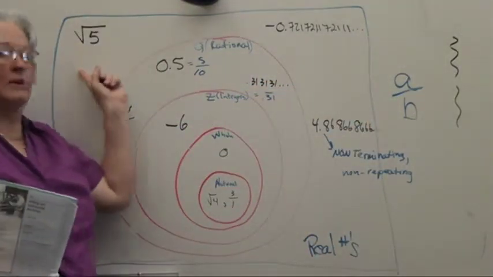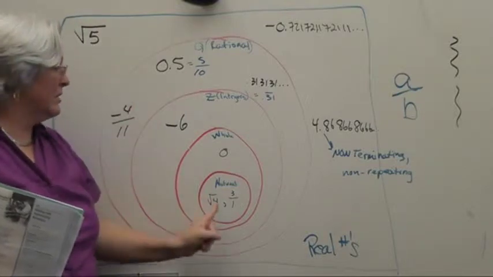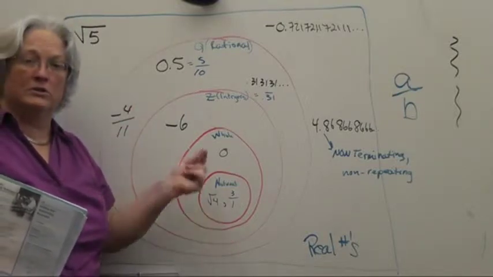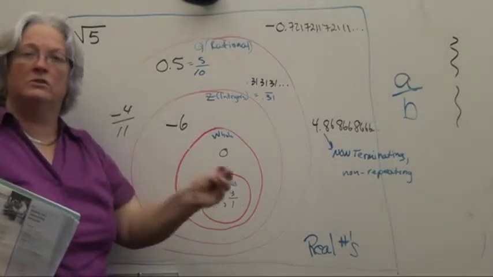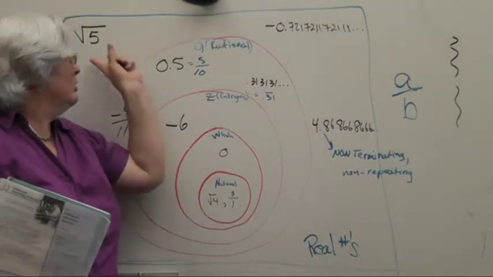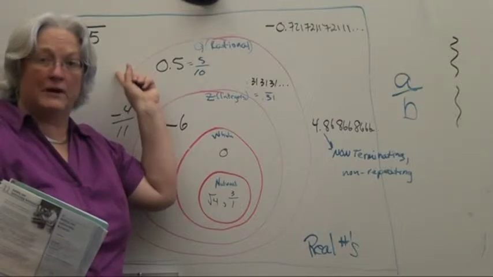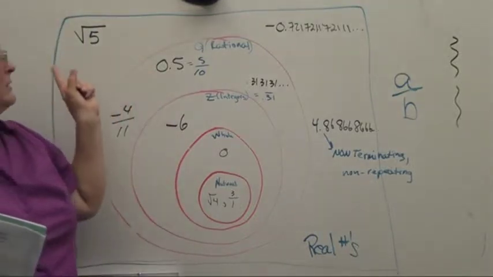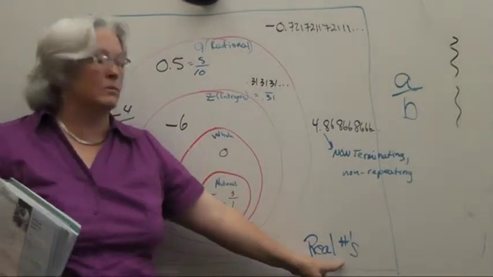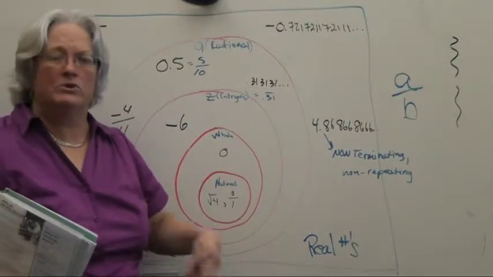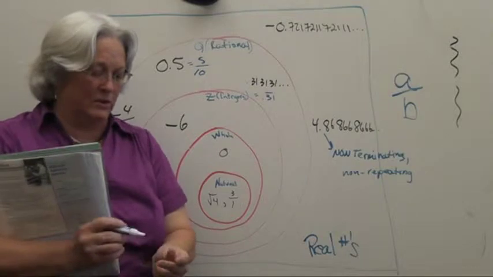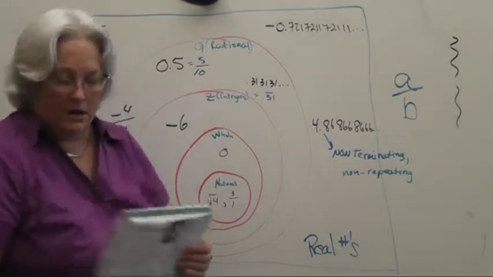Here's another non-terminating, non-repeating. Here's the square root of a number that's not a perfect square. 4 is a perfect square because 2 times 2 is 4. There is no integer number that when you use it as a factor twice, you get 5. So the square root of 5 right here is irrational, which means it's a part of the real numbers. And that's what they wanted you to do. They want you to make sure that you're understanding what these different types of numbers are.